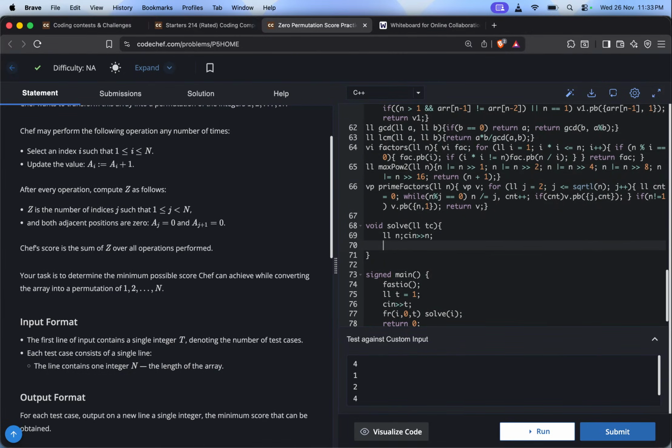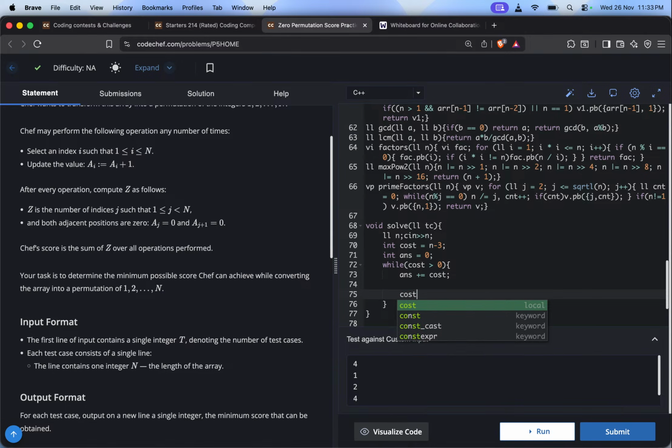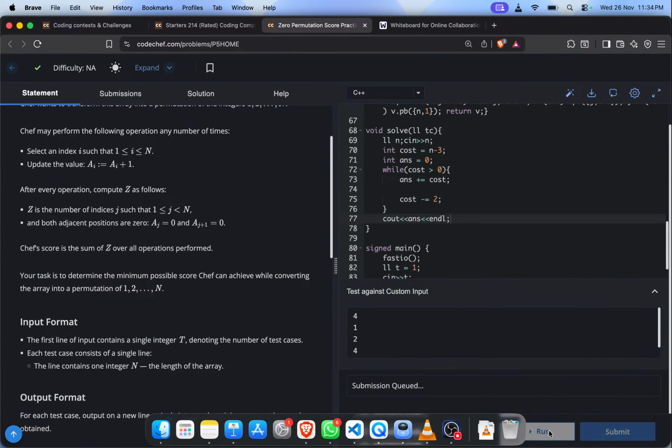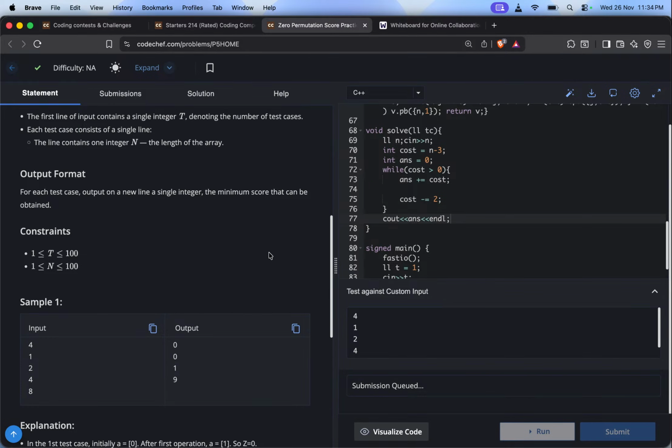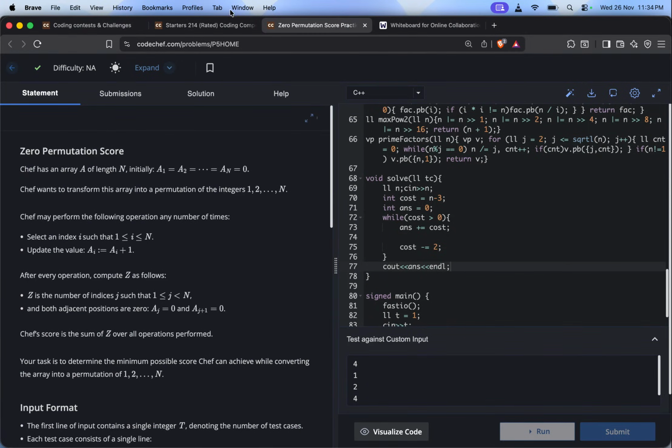What are we given? Just an integer n. And what is the initial cost? It is n minus 3. While the cost is greater than 0, add the cost to our answer. And what about the cost? The cost is reduced by 2 in the next step. At the end, print the total cost required. That is it. This solution is accepted.